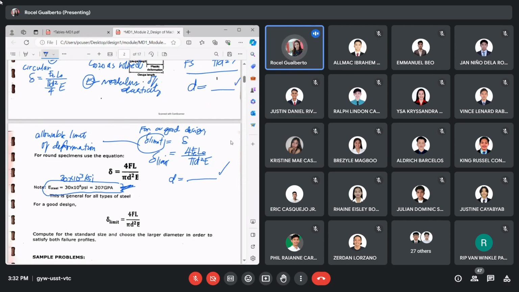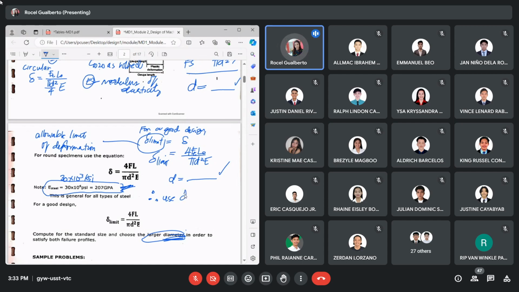So, yung pong dalawa na yun, hindi po yan parehas tama. Para po sabihin natin na tama, pipiliin po natin sa dalawa kung alin yung tama. At alin po yung tama? Yun po na makakasatisfy ng parehas na criteria. Criteria ng strength at criteria ng deformation. At alin po yung makakasatisfy na yon? The one with the larger diameter or the larger dimension. So, pagkukumparahin mo po yung dalawa, and then you'll have your conclusion.